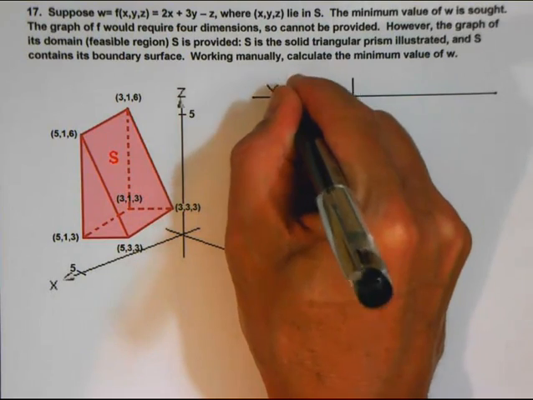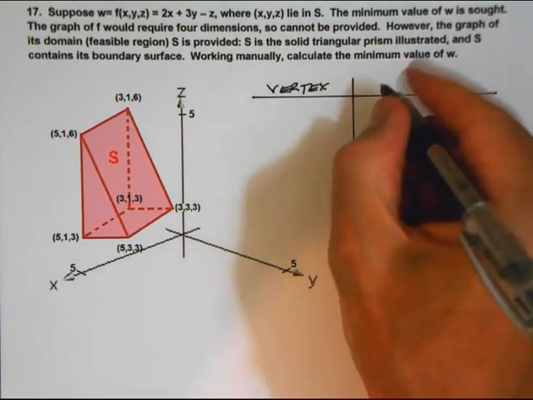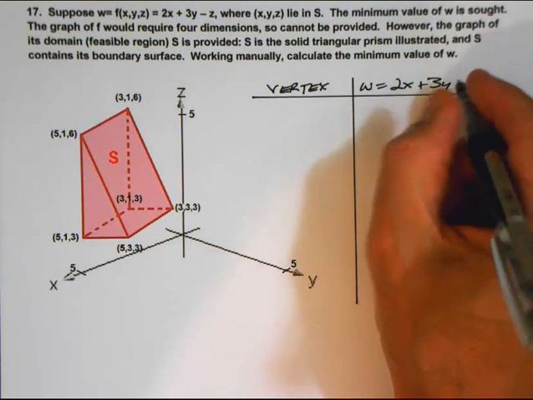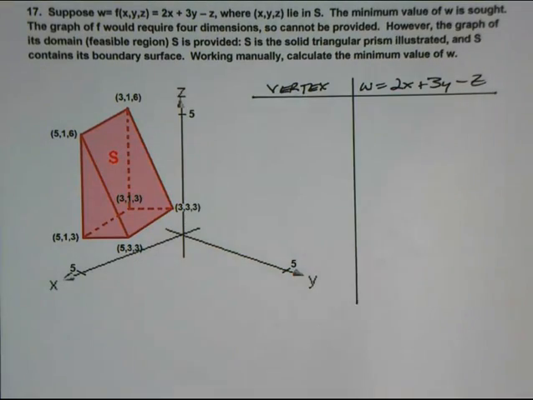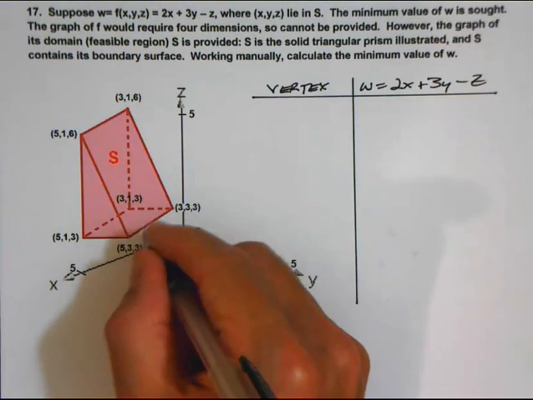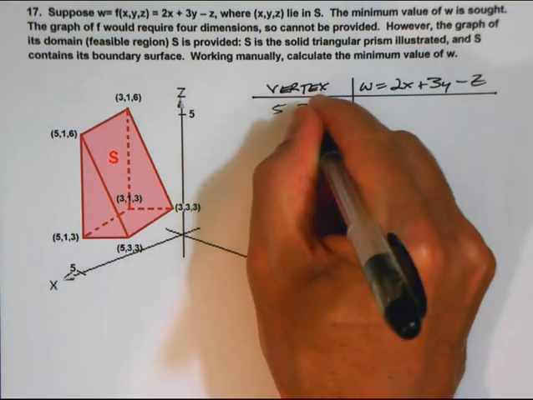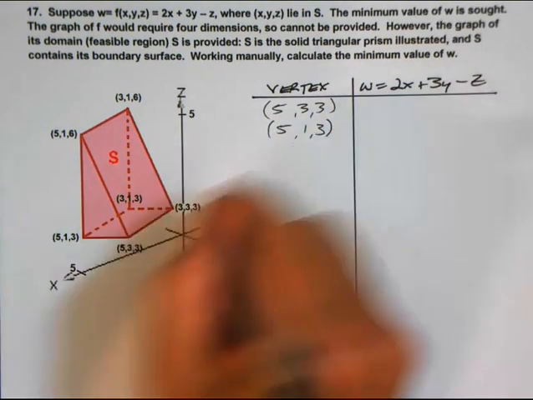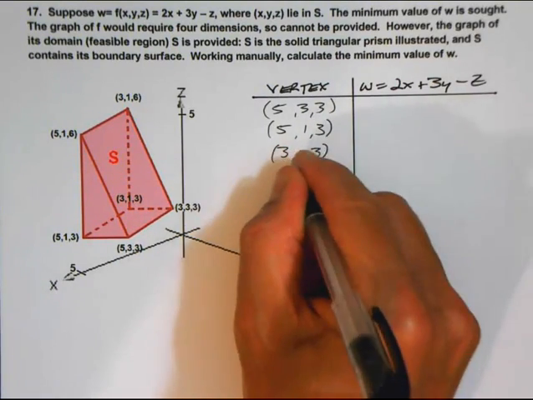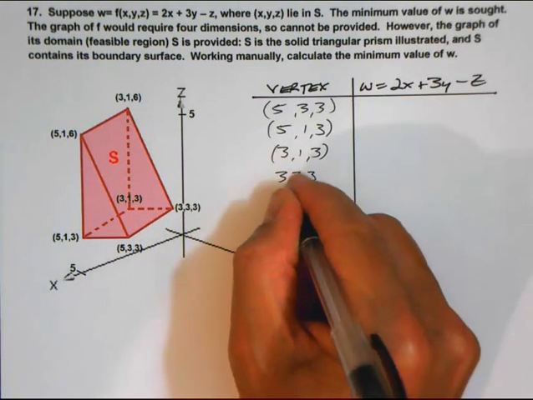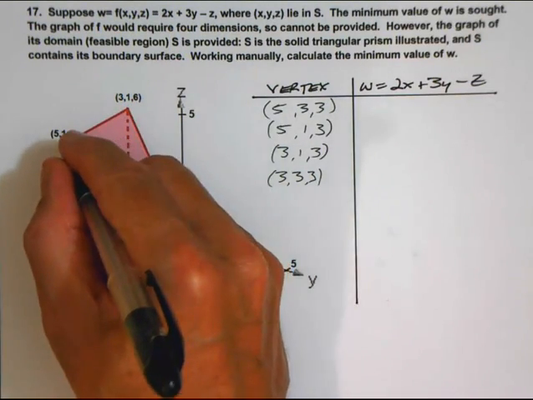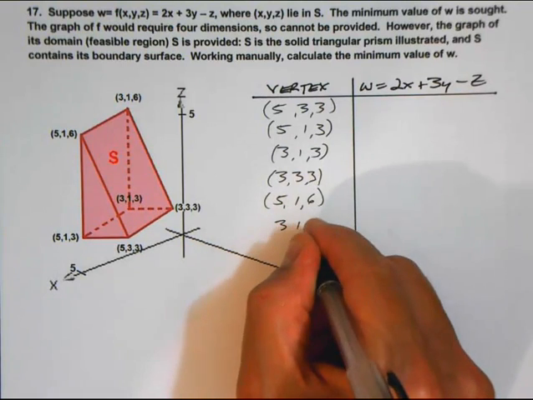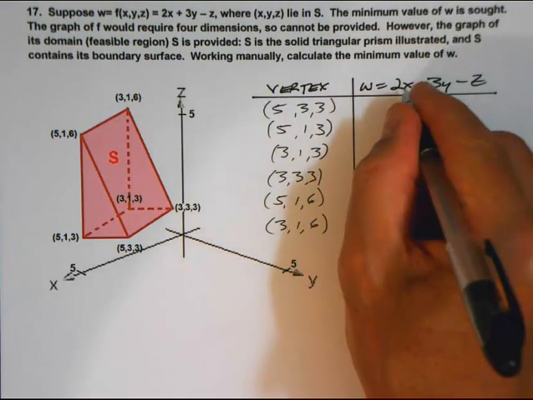Okay, so here we're going to have the vertex here, and over here we'll calculate w equals 2x plus 3y minus z. Well, let's see, maybe we start at the base, this rectangular base here, and we could have 5, 3, 3 to consider. Let's say 5, 1, 3. 3, 1, 3. 3, 3, 3. 2 other points here. 5, 1, 6. 3, 1, 6. Okay, computation, here we go.